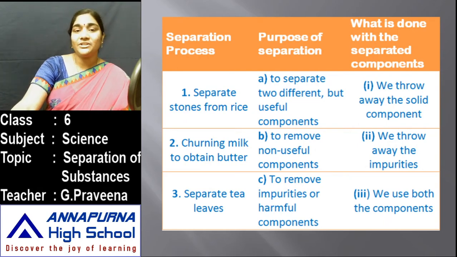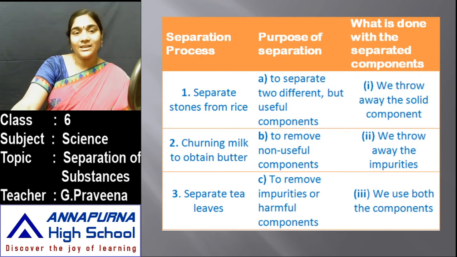So what is done with the separated components? Here, the first thing is we throw away the solid component. The substance that we throw away is of no use. So what do we do with that? We just throw away the solid component. As such, the stones from rice. We remove the stones from the rice, as stone is not a useful component. So we just throw away the stones from the rice.